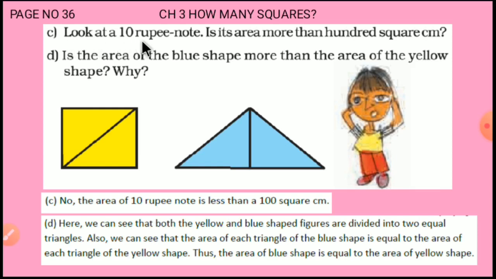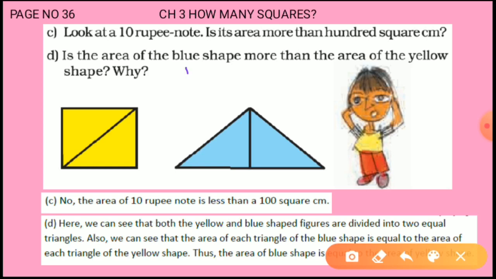Look at a 10 rupee note. Is its area more than 100 square centimeter? पहले आपको क्या करना है, 10 रुपी नोट को देखना है और उसका जो एरिया है वो मोर देन 100 स्क्वायर सेंटीमीटर, 100 स्क्वायर सेंटीमीटर से ज़्यादा है. पहले मैं आपको बताना चाहूँगा व्हाट इज़ 100 स्क्वायर सेंटीमीटर, वो आपको पहले पता होना चाहिए. चलिए यहाँ पे ही समझा देता हूँ.